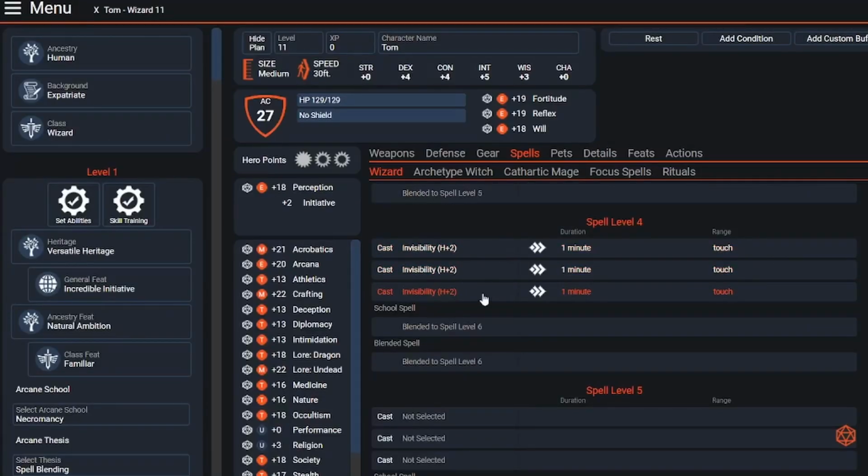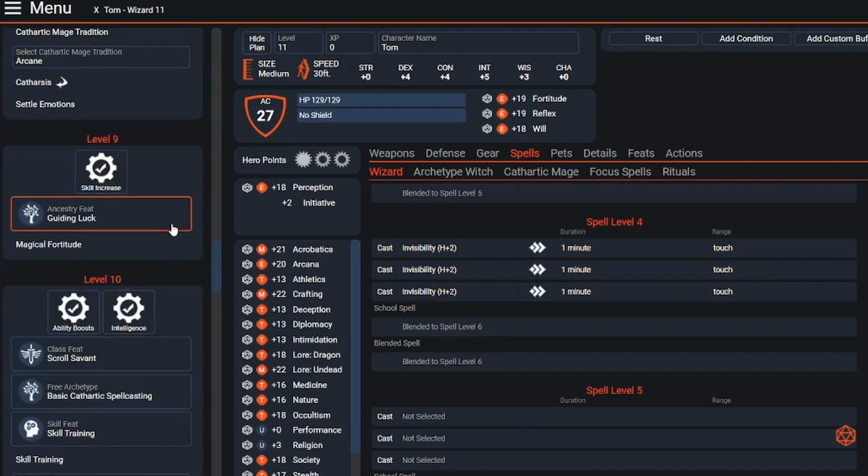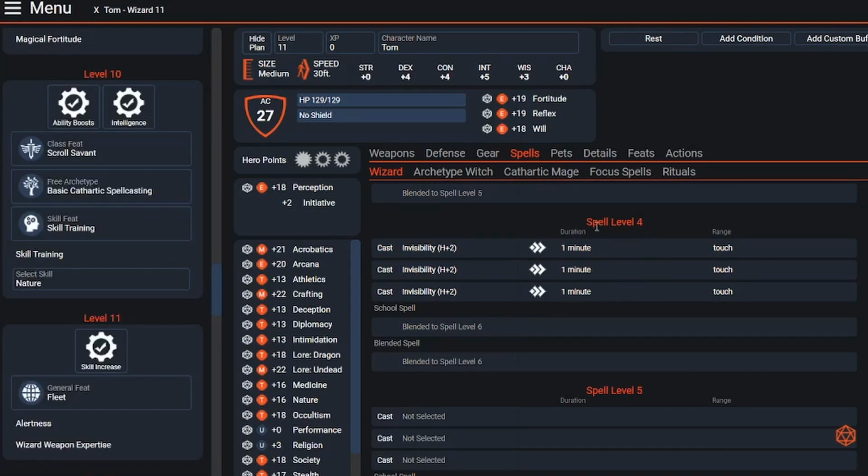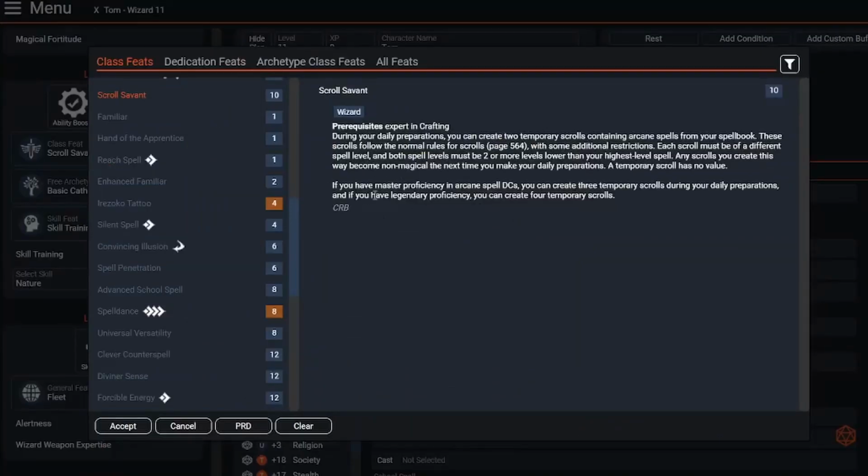It might be a bit of an exaggeration, but at level 10 we unlocked Scroll Savant, and therefore we can gain 2 extra spell slots. They are technically scrolls, but they function similarly to spell slots, so I'm going to put them here. I misspoke early on. It's not the crafting proficiency that gives you extra slots, it's the arcane spell DC proficiency which increases them.